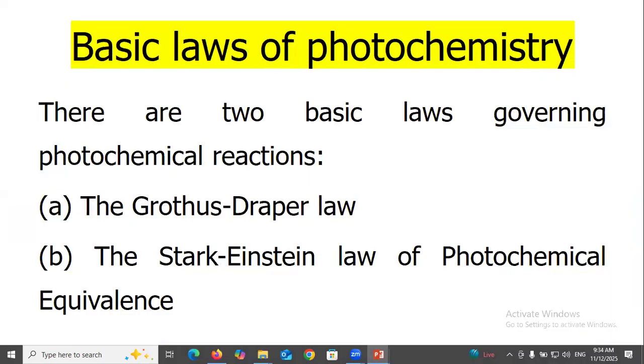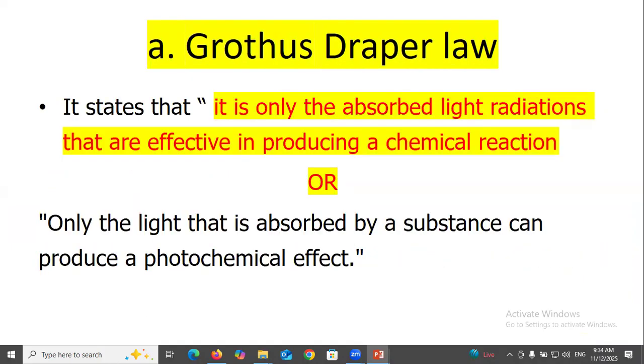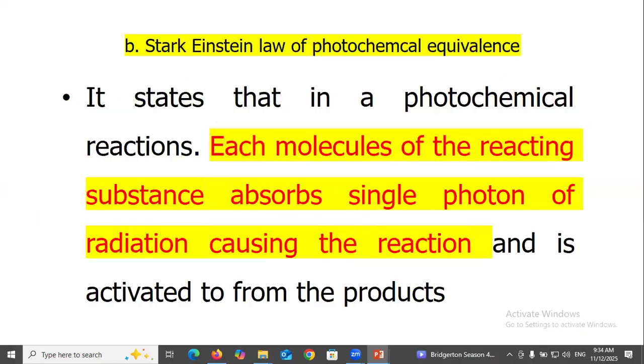Basic laws of photochemistry. There are two basic laws governing photochemical reactions: the Grotthuss-Draper law, and the Stark-Einstein law of photochemical equivalence. The Grotthuss-Draper law states that only the absorbed light radiation is effective in producing a chemical reaction, or only the light that is absorbed by a substance can produce a photochemical effect. The Stark-Einstein law of photochemical equivalence states that in a photochemical reaction, each molecule of the reacting substance absorbs a single photon of the radiation causing the reaction.